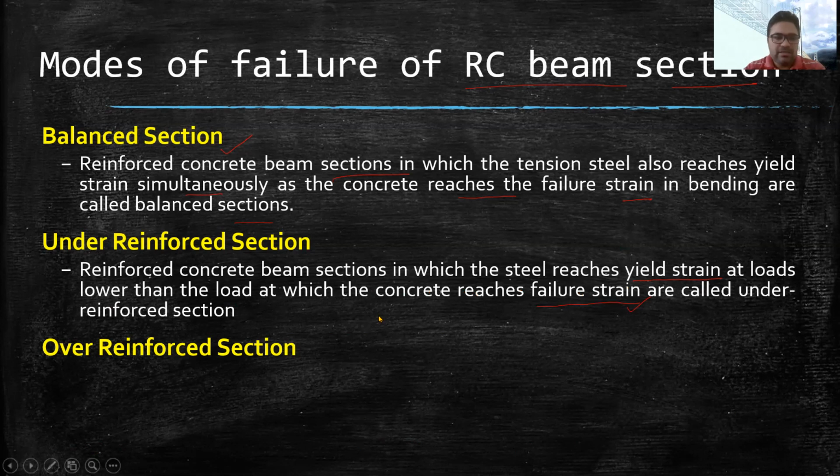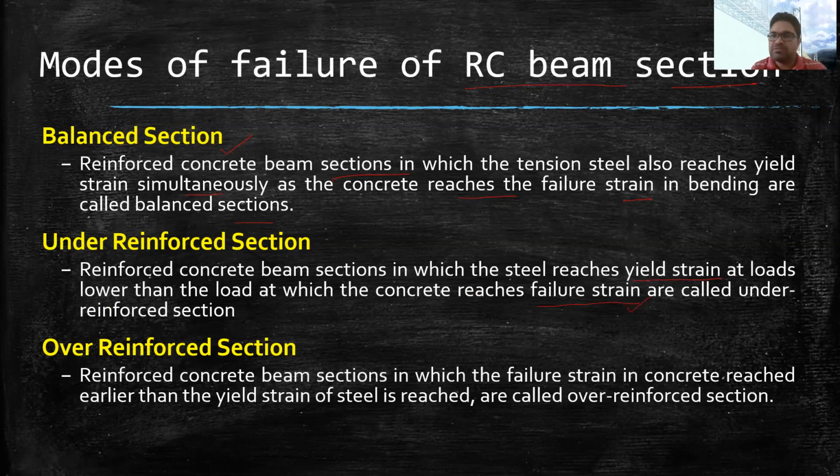While in the third case of failure, which is called the over reinforced section, we provide steel more than required. So in that case, steel will not fail, but concrete will fail first. It means concrete will reach its failure strain first, while steel still has capacity to take the load. So that is the case of over reinforced section.